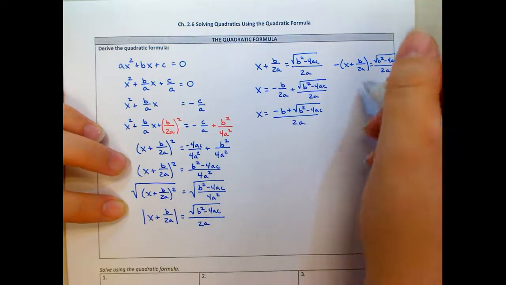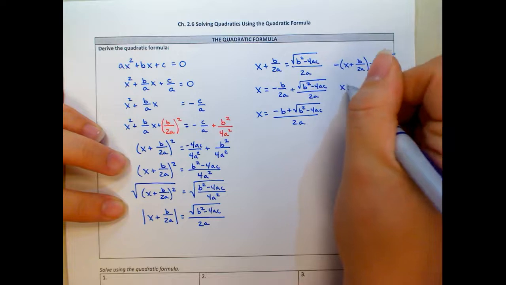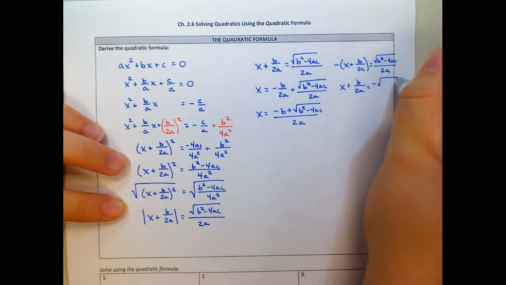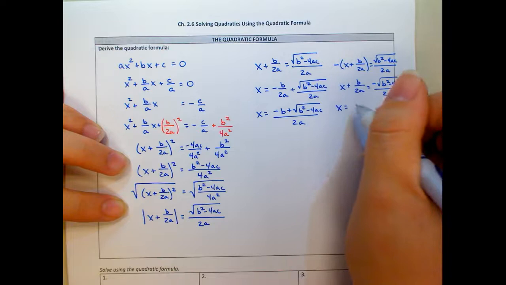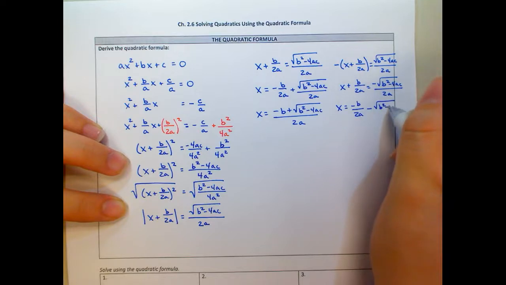And then on the other side here, I would go ahead and multiply both sides by negative. So x plus b over 2a equals negative square root of b squared minus 4ac all over 2a. And then subtract the b over 2a. So negative b over 2a minus the square root of b squared minus 4ac all over 2a.